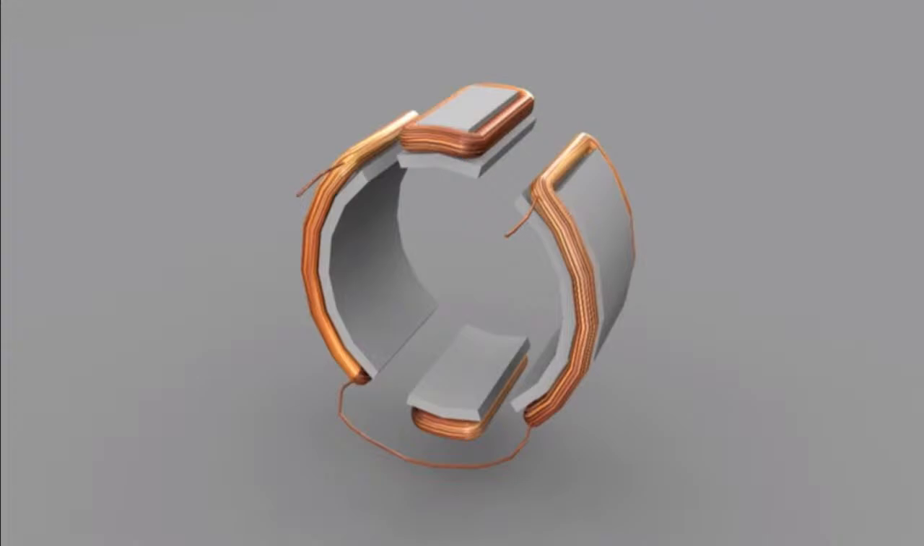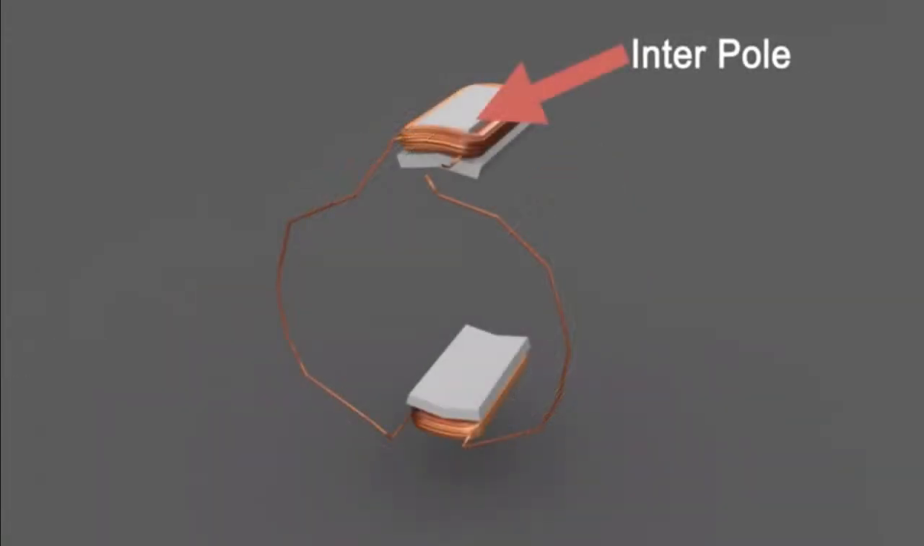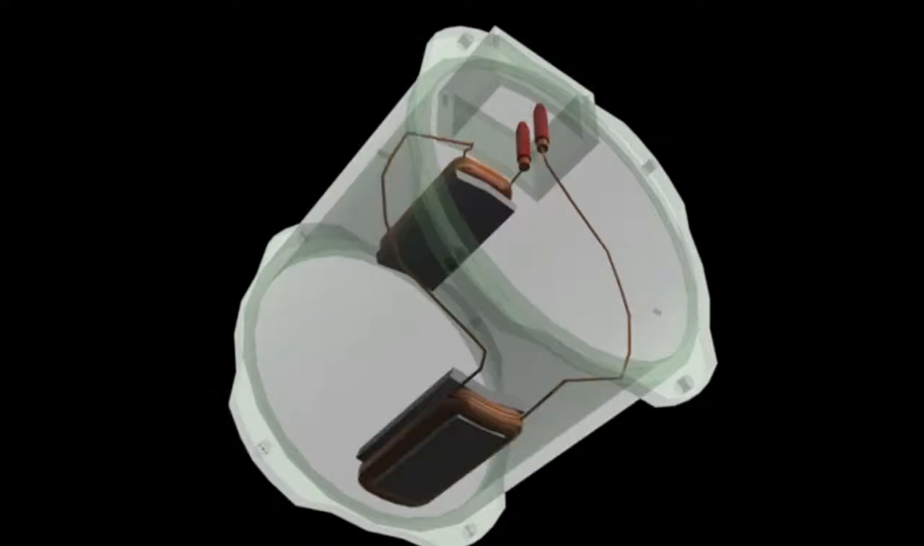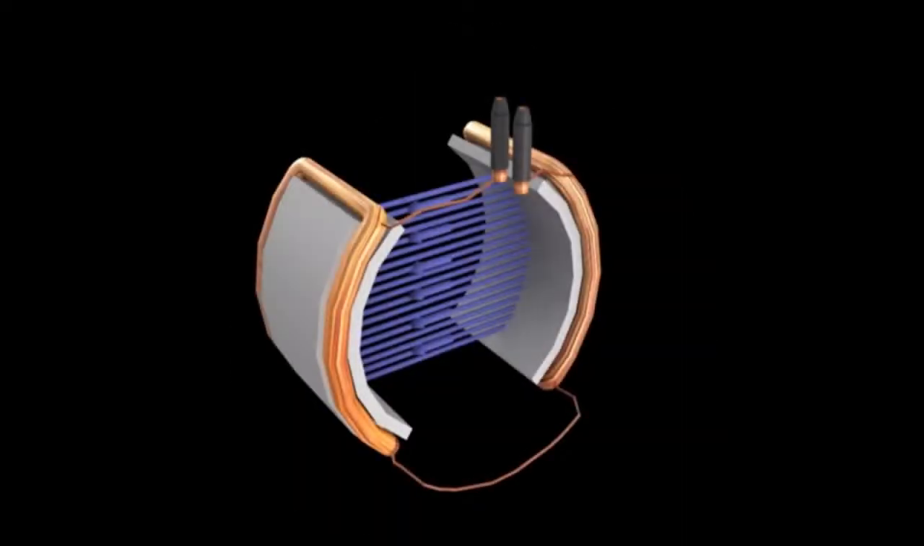There are two sets of poles in a DC machine: main or field poles and interpoles. The connections of these poles are then brought outside through connectors in the terminal box so that we can give electric supply to them and even check for faults. Main poles create a static magnetic field when current is passed through their winding.